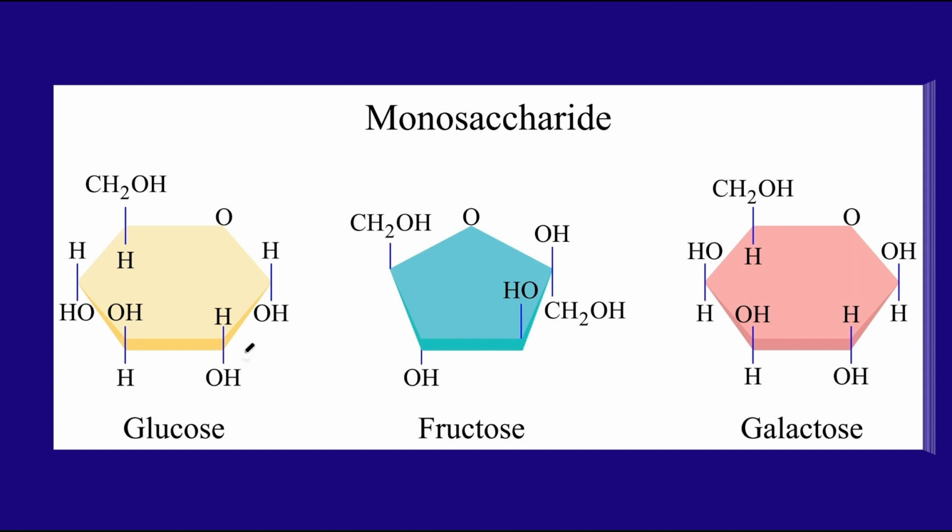If we see the structure, we find the hydroxyl groups. Depending upon the hydroxyl group position, and depending upon the aldehyde and ketone functional groups, these monosaccharides are divided into glucose, fructose and galactose.